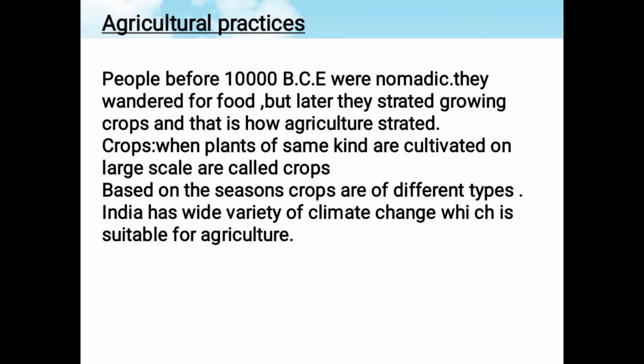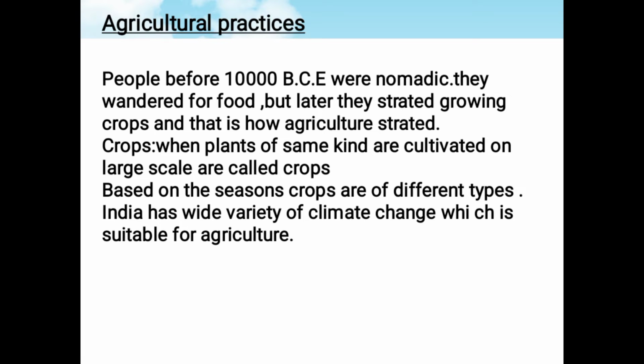Agricultural practices. People before 10,000 BCE were nomadic. That means they wandered for food from place to place. They used to hunt, eat raw vegetables and raw fruits, and hunt animals and eat them. They didn't know agriculture before 10,000 BCE. Later, when crops were grown on the land, agriculture got started from there.